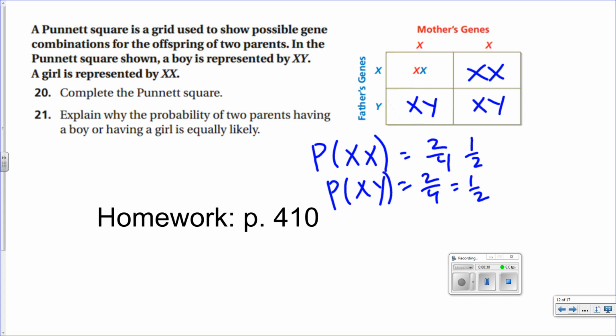So that's working with probability. Your homework is on page 410, and then you have a homework quiz.